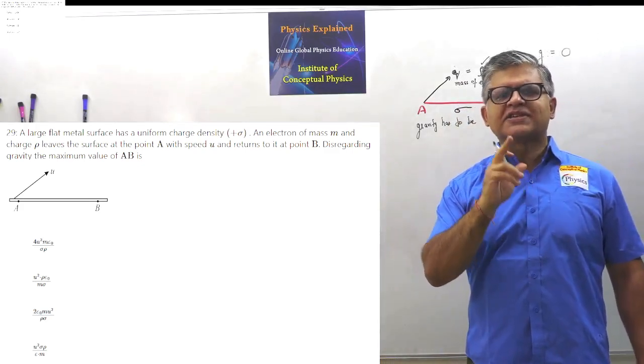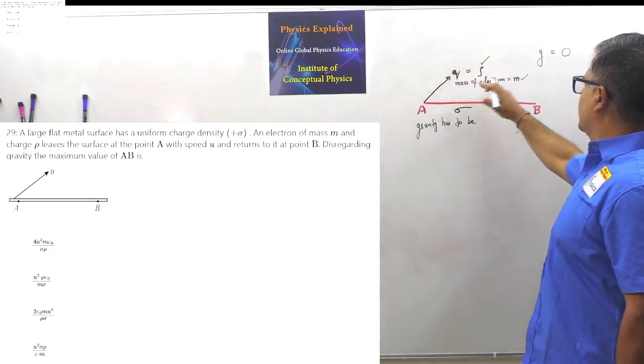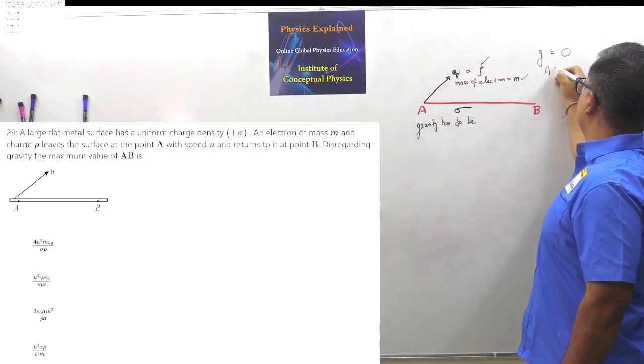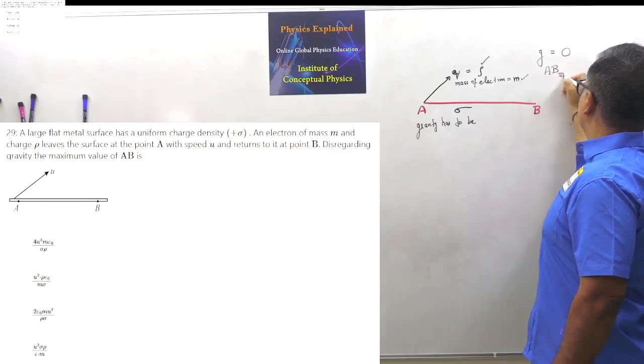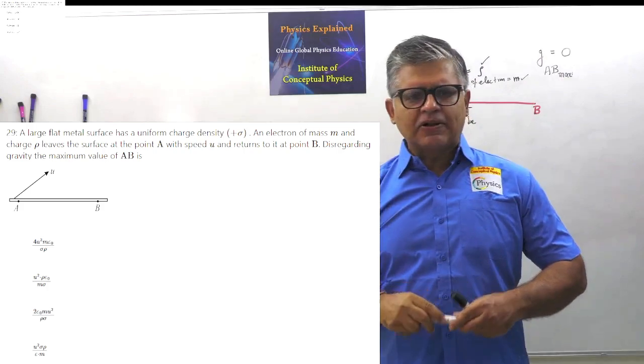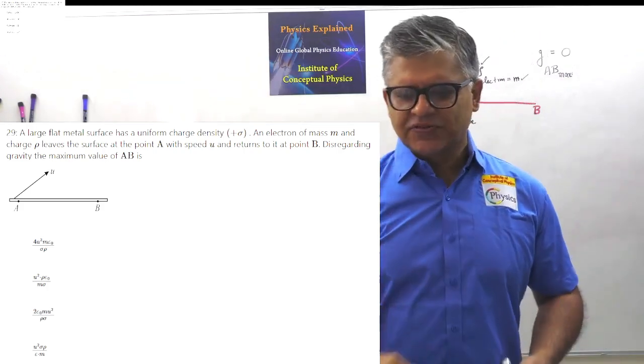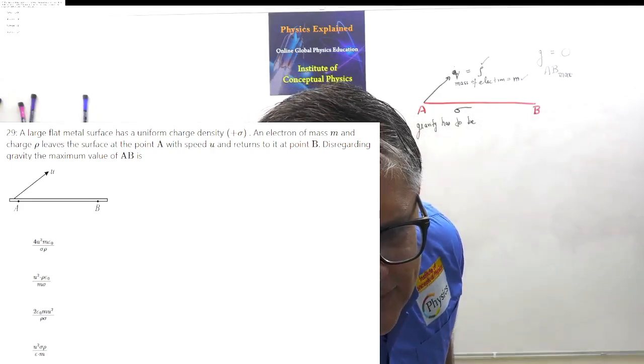One key word which is given in this question is: what is the maximum value of AB? So you can see multiple concepts being used in this question. Let's see, I will just reduce the size of the question and then we can start discussing it.